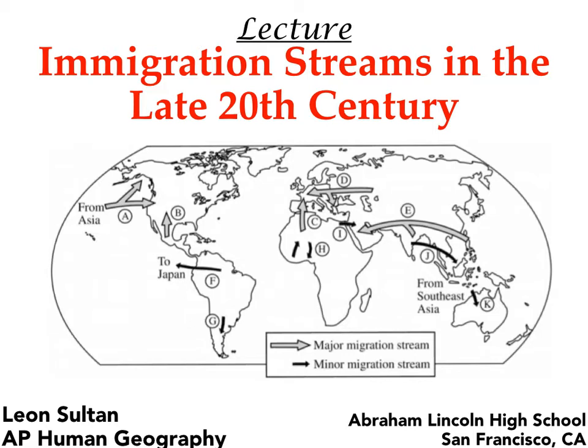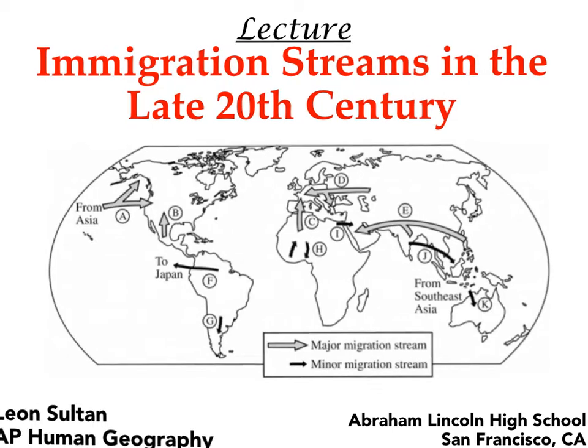Welcome to the lecture on immigration streams in the late 20th century. Similar to some other lectures, this is what is called a stimulus lecture because you have a visual stimulus, in this case a map that you're going to need to interpret. The map is displayed here on the title slide and it contains a diagram of major migration streams, and they're all labeled by letter. So we're going to explore a few of these in depth and relate them to certain geographical concepts.